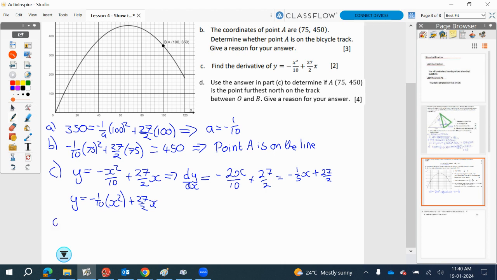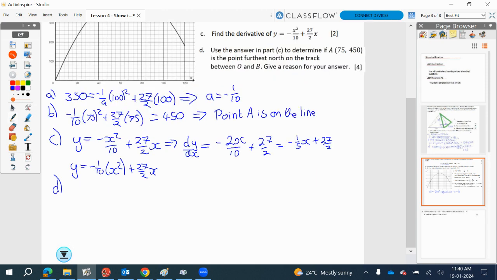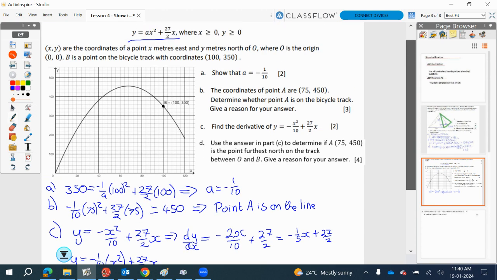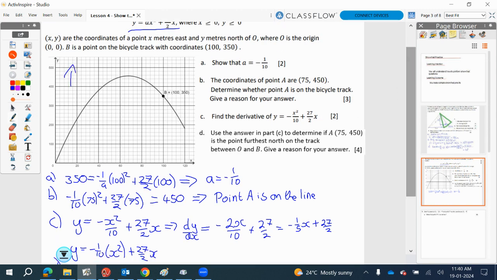Right, D. All right, this is your optimization question. Use the answer in part C. You cannot graph this and find the maximum and say, no, it's not a maximum. You must use your answer in part C to produce this verification. So, how could we find the maximum? Use part C to determine if this is the furthest point on the track, the furthest point north. So north is this way. So the furthest point north is the maximum.